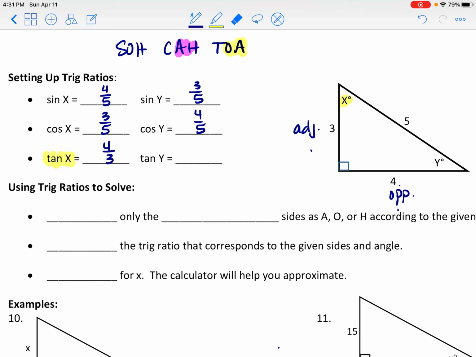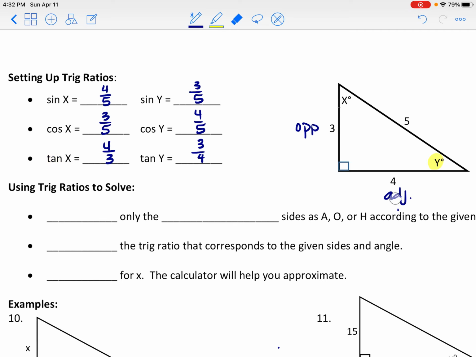Now if I switch that to angle Y, then I have to switch these around. If I'm looking at angle Y, then this side is next to it, and this side is opposite of it. And this is your hypotenuse, which, I know it looks like it's next to Y, but that's your hypotenuse. So opposite and adjacent have to be legs. So the tangent for Y would be the opposite over the adjacent side, which would be 3/4. So you can see how these things move around depending on what angle you're looking at.